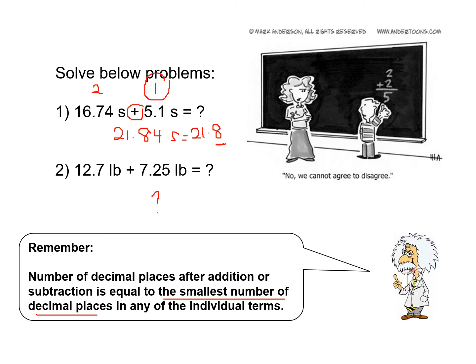Okay, can you calculate it? Okay, right, 12.7 plus with 7.25, and the final answer should be 19.95, and these have 2 decimal points, but according to the questions, according to the individual terms, 12.7 has 1 decimal point, while 7.25 has 2 decimal points.